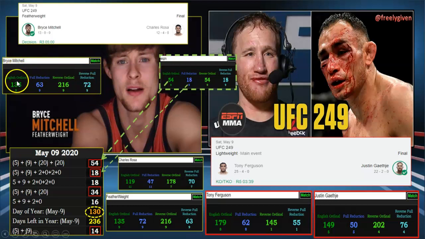So Bryce Mitchell in full reduction is 63. In reverse is 216. In reverse full reduction, with the rules of numerology, that's what that is, when you reduce it down, it's 72. Straight ahead is 135. Okay, his opponent, notice, Bryce Mitchell is fighting against Charlie Rosa. Type in both of their names.